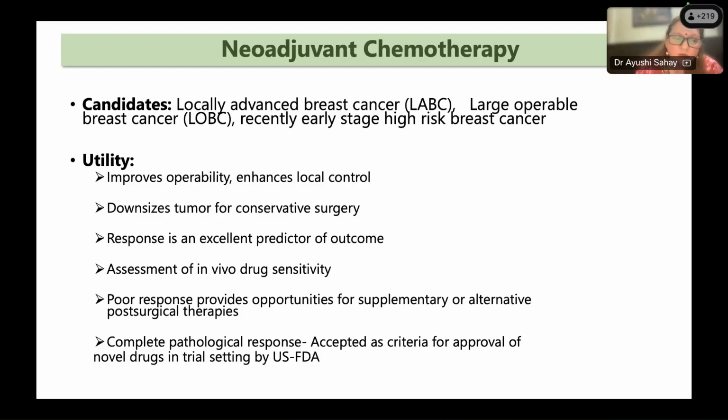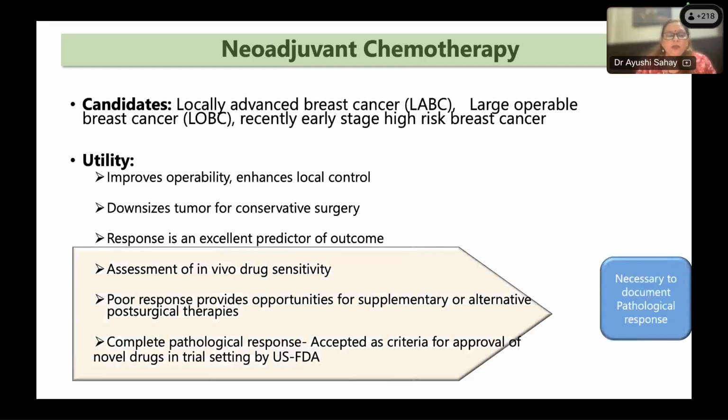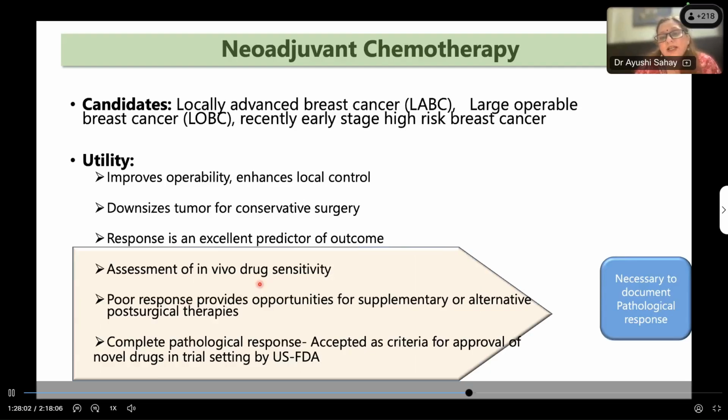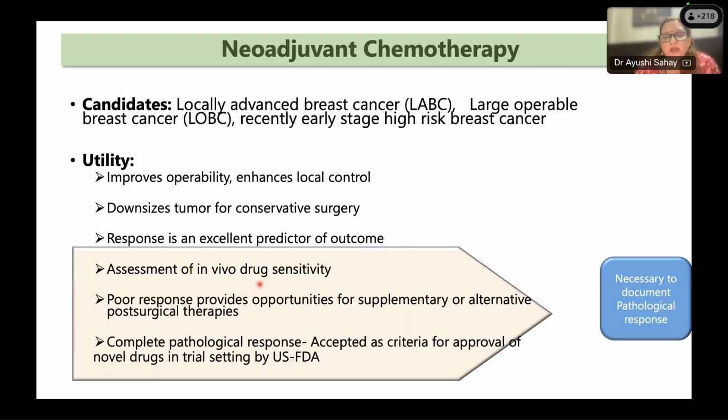and the utility, as I said, is that it improves the operability, downsizes the tumor, and importantly, response is an excellent predictor of outcome: if there's good response, the outcome is better. In certain stages, it can give you an assessment of how sensitive the tumor is to chemotherapy. So you can measure that. By measuring the extent of response, you can say how sensitive the tumor is to the drug being given.